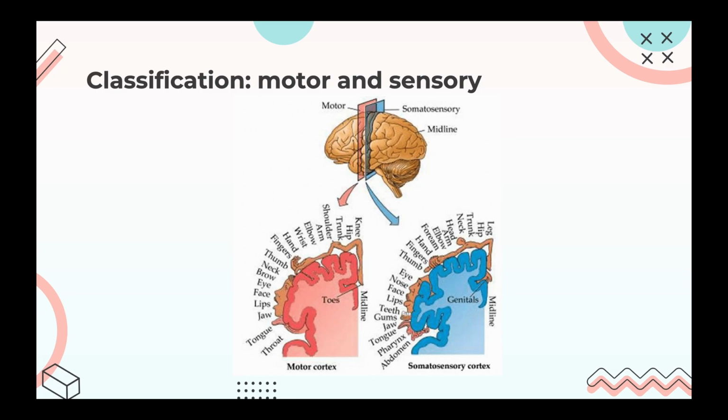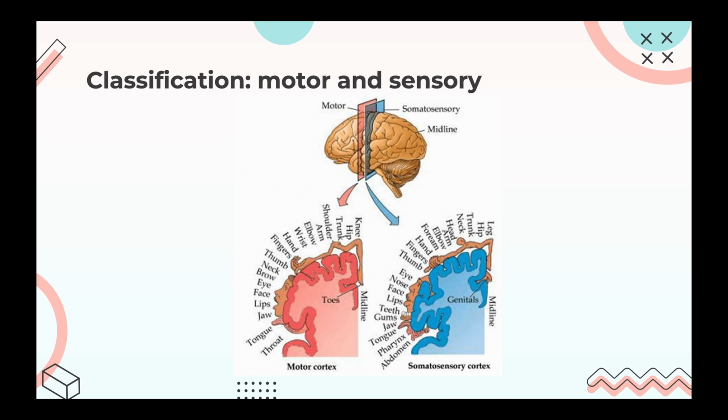Then there's motor and sensory. So motor refers to physical actions like movement, and not just voluntary movements, such as the movement of your jaw while you're talking or your legs while you're walking, but also involuntary movements, such as your bowel movements or your lungs or your heart. Muscle contractions are also controlled by the motor system.